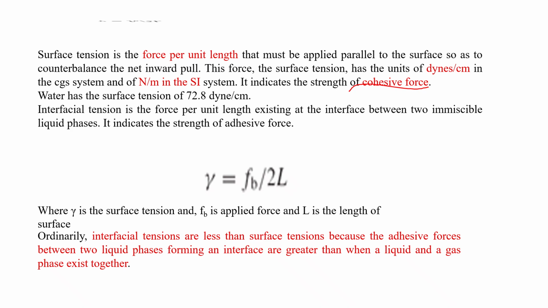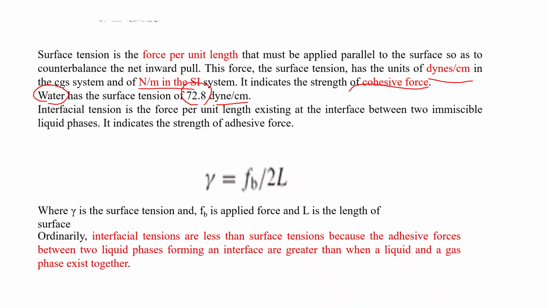And what is the unit of surface tension? Newton per meter in SI unit, and in case of CGS unit, dyne per centimeter. That's it. And water has a surface tension of 72.8 dyne per centimeter.